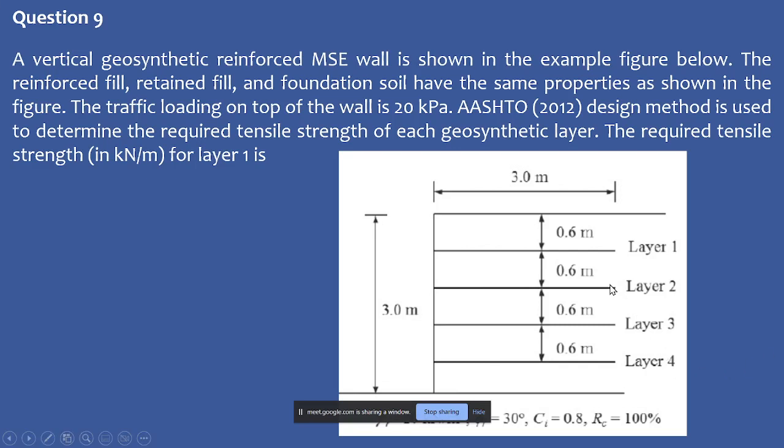So basically this is the typical cross section of an MSE wall. The load coming from the transportation or traffic loading is given as 20 kPa. And the design code for designing this reinforced material is based on the AASHTO code techniques. Now you need to determine the tensile strength for each layer of the reinforcement. The first question asks to determine the required tensile strength for layer 1.